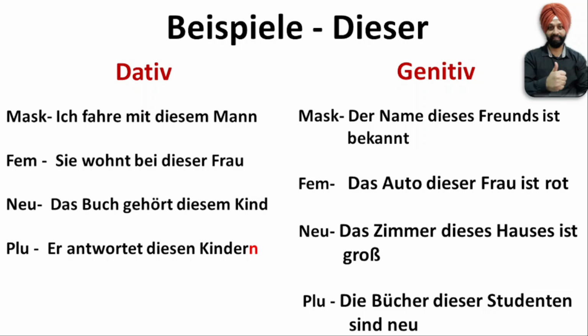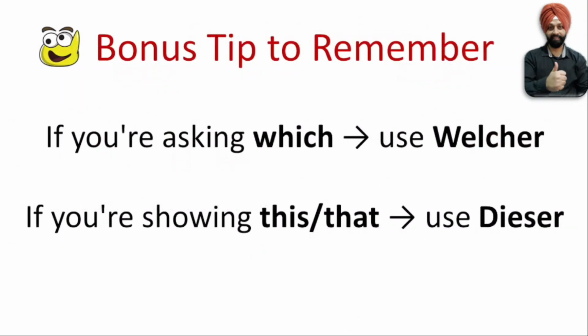In the previous slide you have seen nominative and accusative. And now I give you a bonus tip to remember these things very easily. If you are asking about which, use welcher, and if you are showing this and that, use dieser. So welcher is an interrogative article when you make interrogative sentences with a question mark, and dieser is basically used to describe a particular thing in a group of things or persons, this and that.